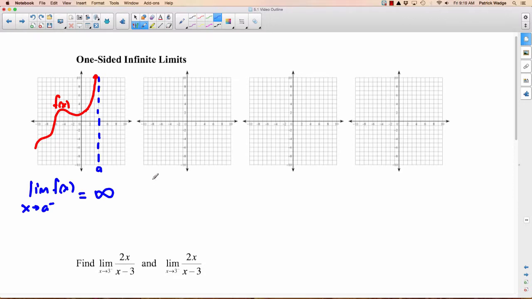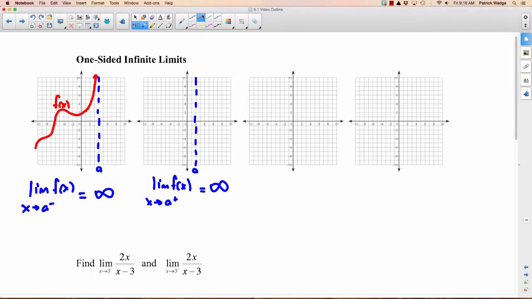Another possibility is that the limit of the function as x approaches a from the right-hand side equals infinity. So again, just draw your vertical asymptote anywhere you want. It doesn't matter. You can put it at the same spot, or somewhere else. I'll put it slightly different this time. I'll put it at 2. It makes no difference. And what I'm saying this time for the function, again, this is a.